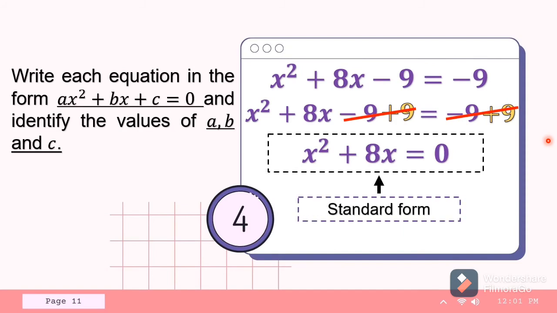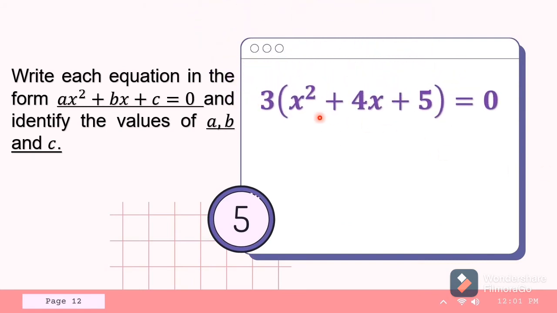Ngayon, hanapin na natin yung value ni a, b, at c. Si a dito ay 1. Si b, which is the linear term, ay 8. At si c naman, since wala kayong nakikitang constant term, that is 0.